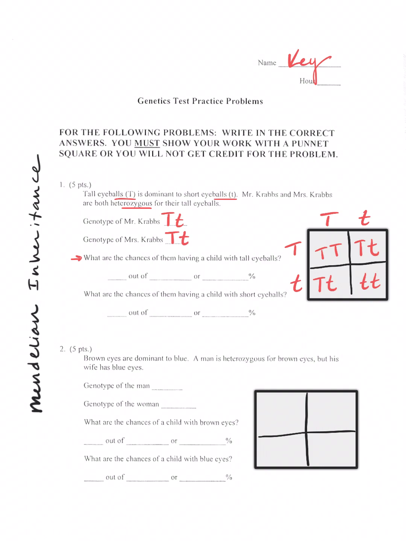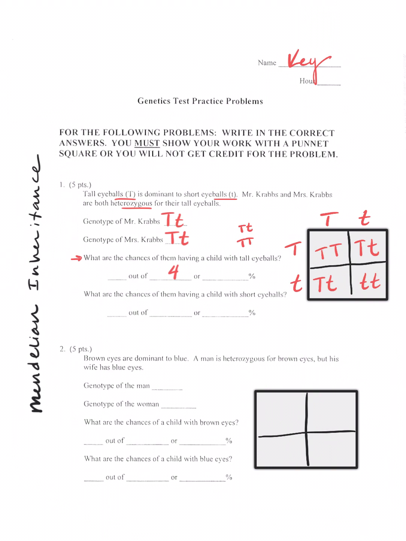Recall that tall eyeballs can be caused by two different genotypes. So somebody with tall eyeballs can either be capital T, capital T, so that they're homozygous for tall eyeballs, or like Mr. Crab and Mrs. Crab, they can be capital T, lowercase t, and be heterozygous and still show the dominant trait. So we know this is going to be out of 4 because there's 4 different possibilities.